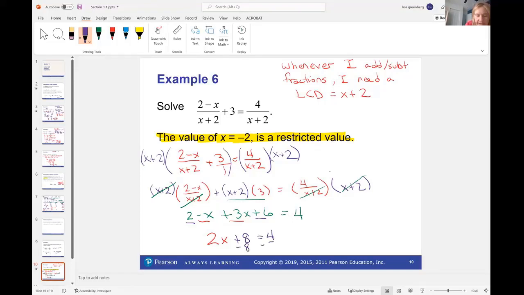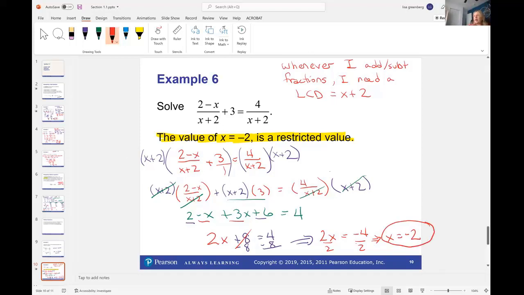I subtract 8 from both sides, and I get 2x equals -4. Divide both sides by 2, and I get x equals -2. Uh-oh, that's a little bit of a problem, right? Why is that a problem? Well, we started off by saying that x cannot be -2. So that is not a solution. Because I only have one solution, which is x equals -2, and I know x cannot be equal to -2, I'm going to say this has no solution.